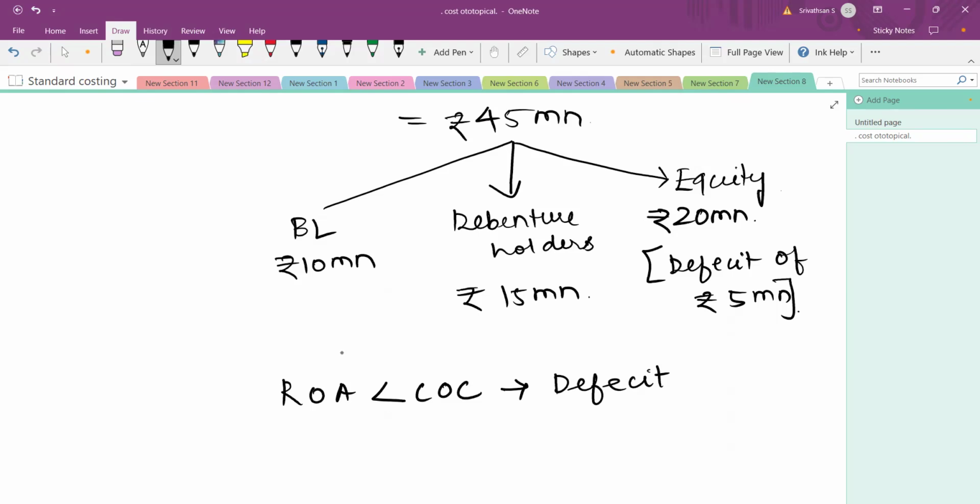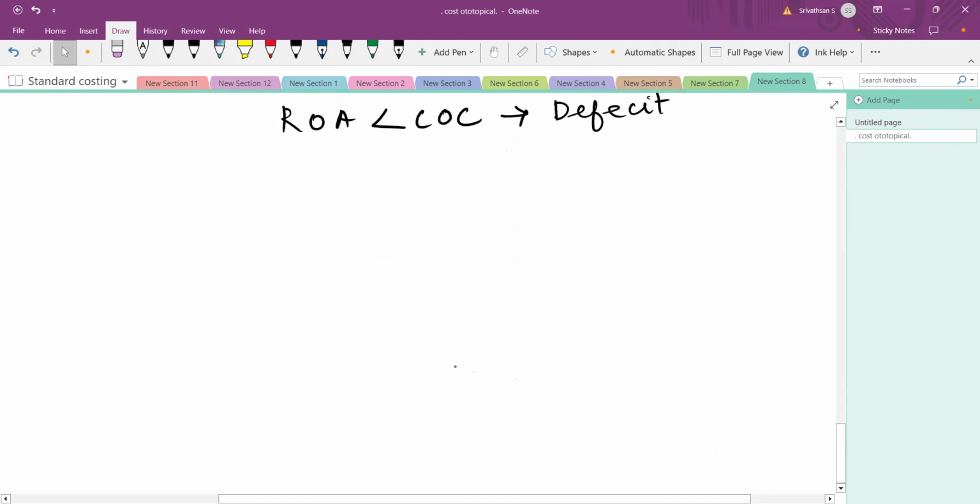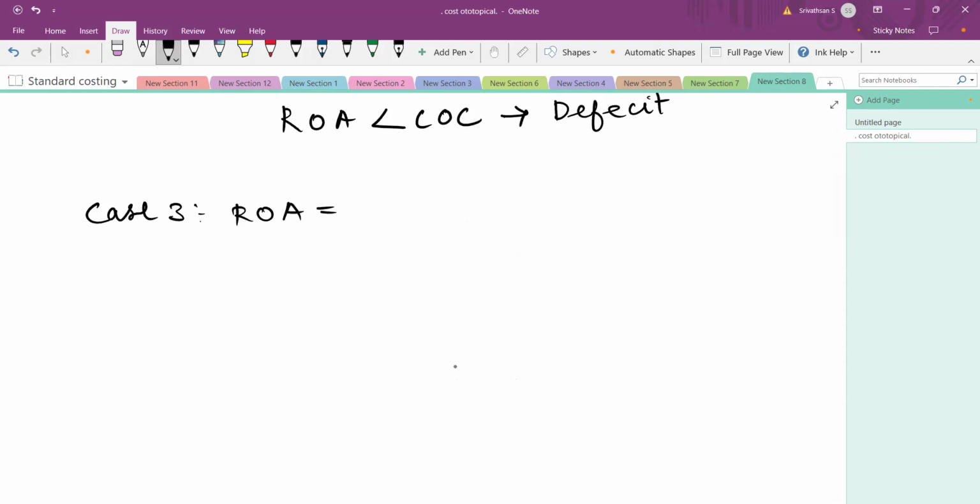So the supply is more, demand is less. Supply of the share in the market is more, demand for the share in the market is less. So eventually, market price of the share will also come down, right? So if return on asset is less than cost of capital, the company won't be able to meet the expectation of the investors. Now, let's take case 3, where return on asset is exactly equal to the cost of capital.